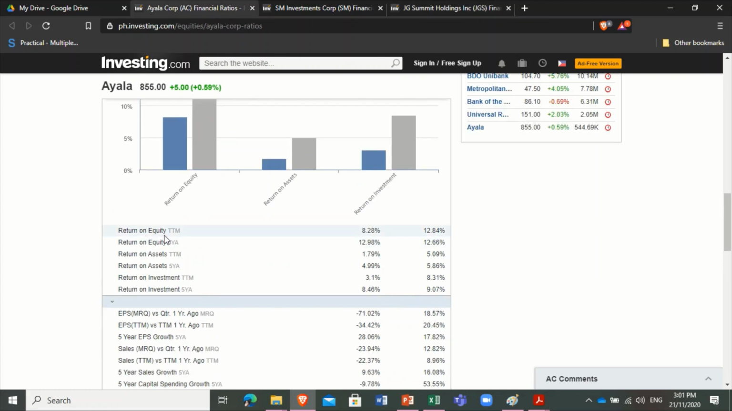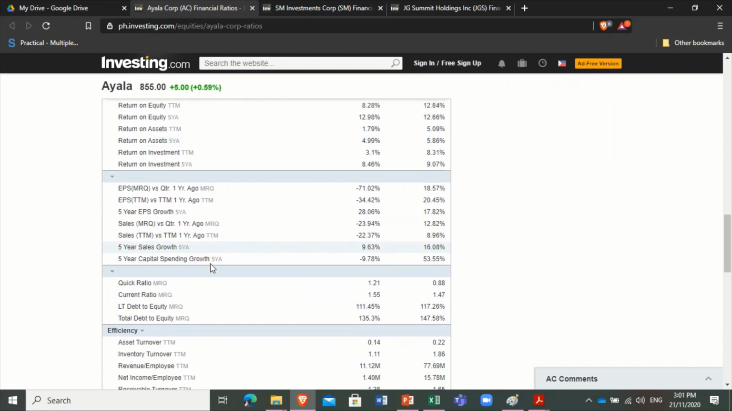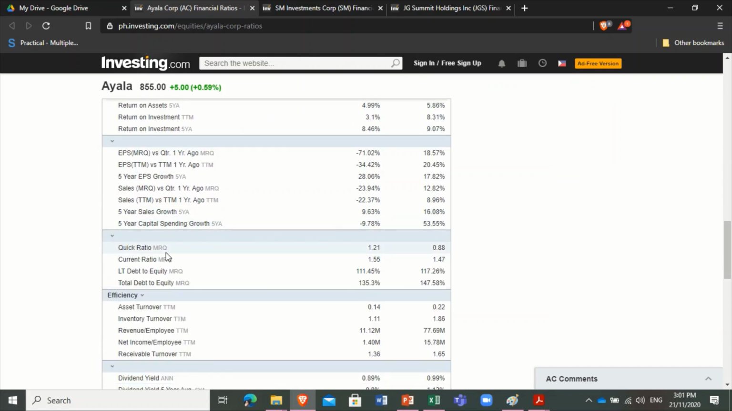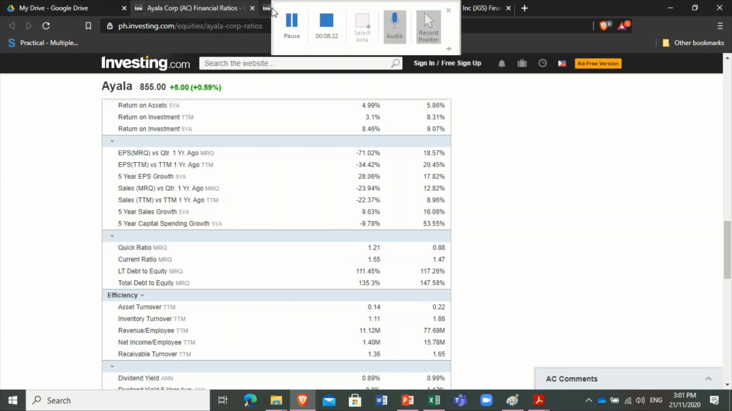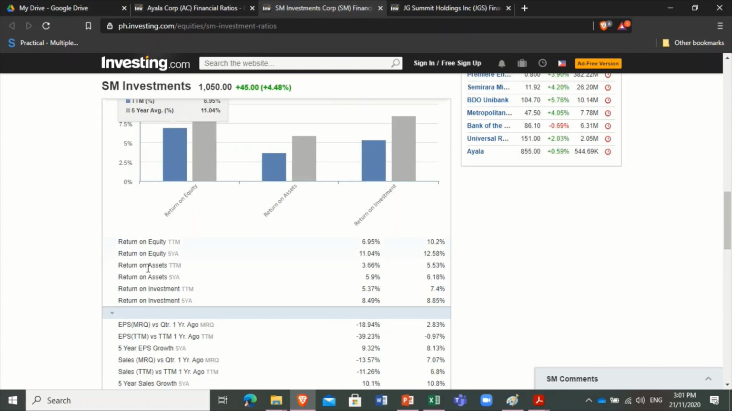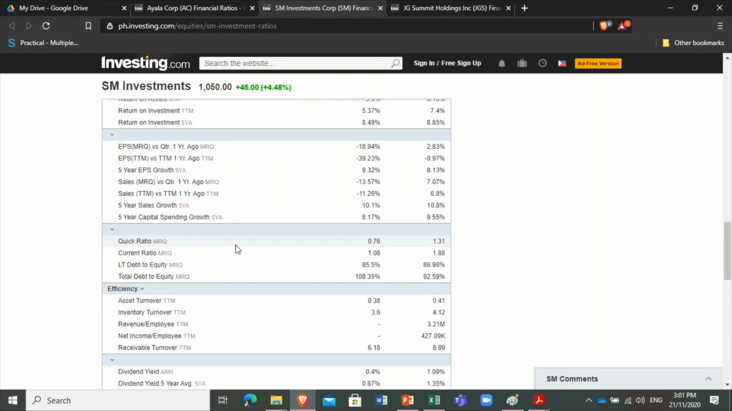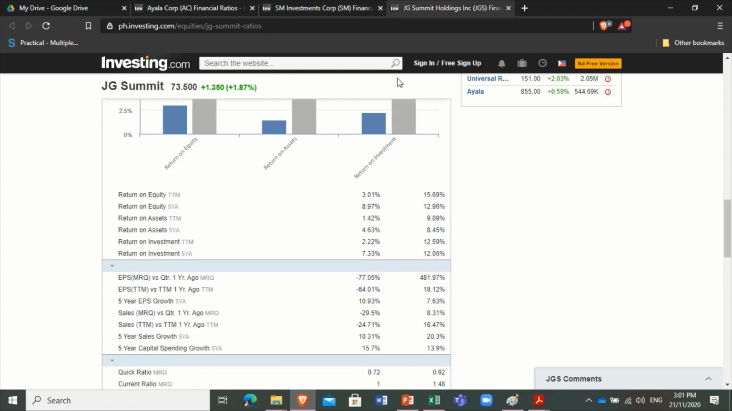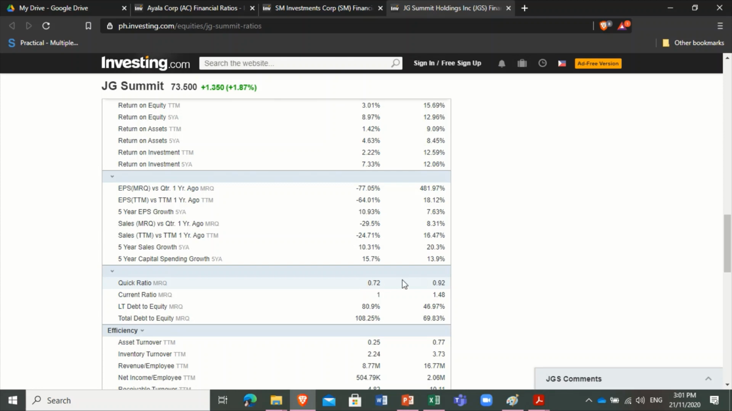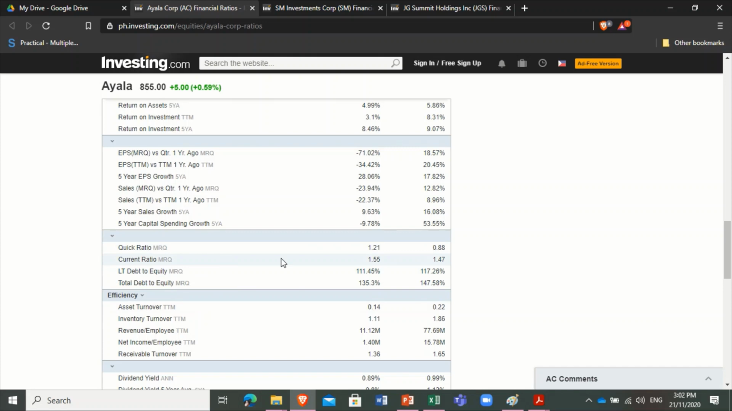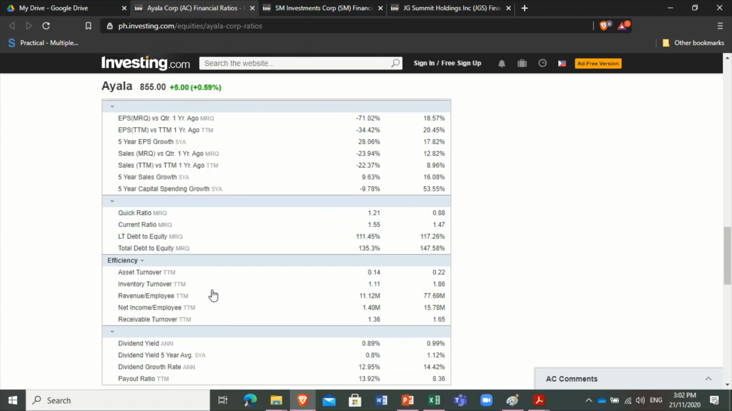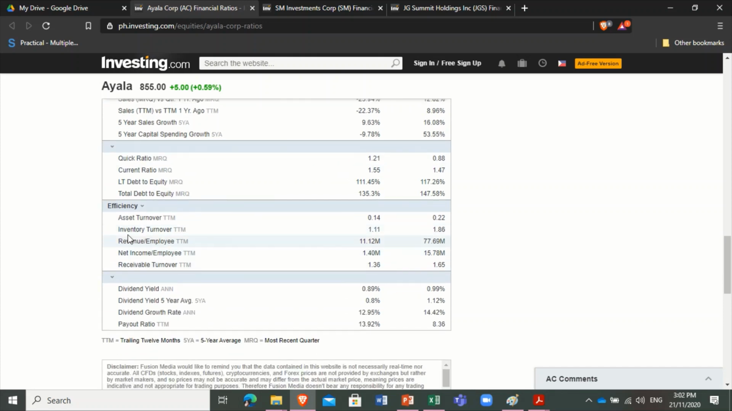How about liquidity? Let's see kung ang quick ratio ni Ayala is 1.21. Si SM Investment ay 0.76. Yep. JG Summit is 0.72. So obviously, no, si Ayala Corporation pa rin ang pinaka-liquid among the group. How about asset turnover? Tignan lang natin kung talagang consistent, no? From the ROE to the quick ratio, let's see if, sige, how about inventory turnover?